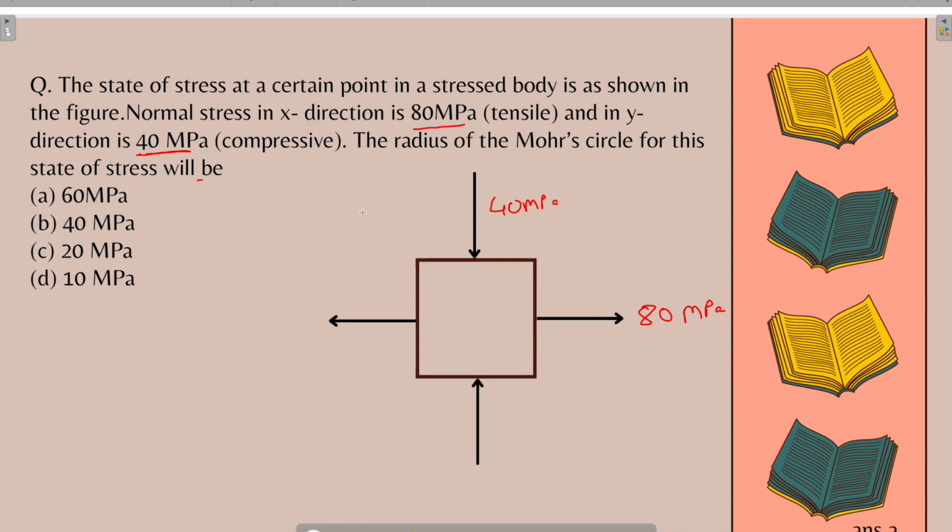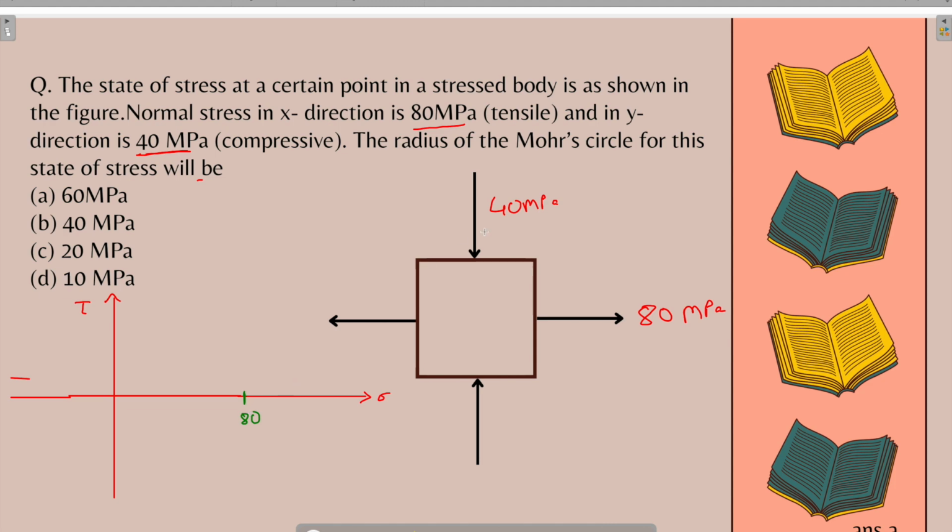Let's first draw the Mohr circle. There is no shear stress acting on this body, so this itself is the principal stresses. Now our task is to draw the Mohr circle. So let me first draw the axes. This is 80 MPa, which is in tensile direction, so we will take it as positive according to sign convention. Tensile stresses are taken to be positive. So 80 MPa we will be taking in the positive direction.